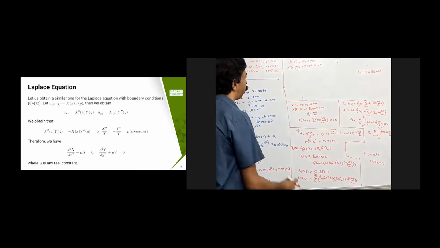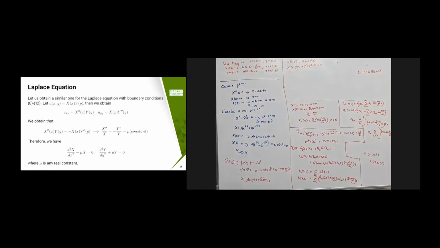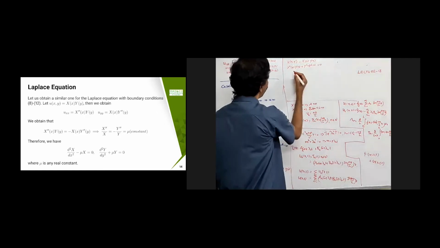So here you are using u of x comma y, and I am going to write it as X of x into Y of y. Okay, so if you substitute over here, you are going to get X double dash of x into Y of y, same logic, plus Y double dash of y into X of x equal to 0. Then you divide by X of x into Y of y, assuming that it is not zero. If either of them is zero, then u is going to become 0, which I am not interested in. So therefore I can divide that.